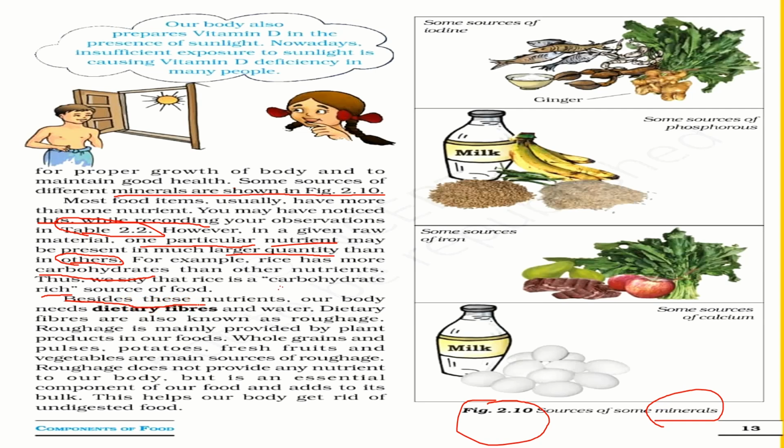Besides nutrients, our food also needs dietary fibres, and our body needs water too. Dietary fibres are also known as roughage. Roughage is mainly provided by the plant products in our food. You have to remember this.